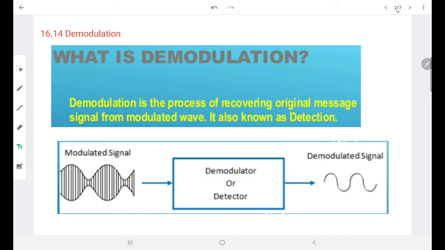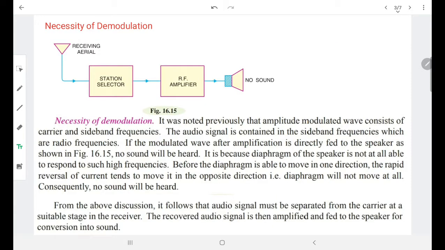This demodulation process takes place in the receiver. Radio receivers do the demodulation process. Next we can go into detail about the need for demodulation and the different methods or circuits for demodulation. So next we are discussing the necessity of demodulation.